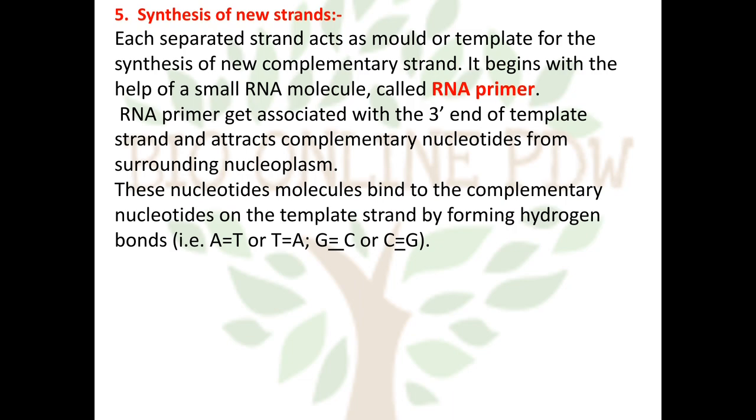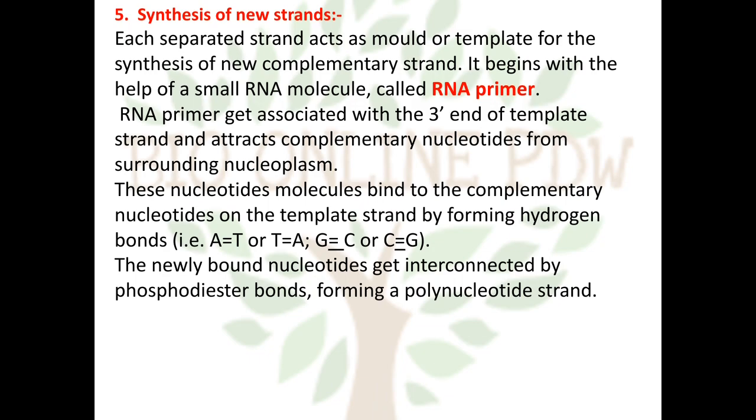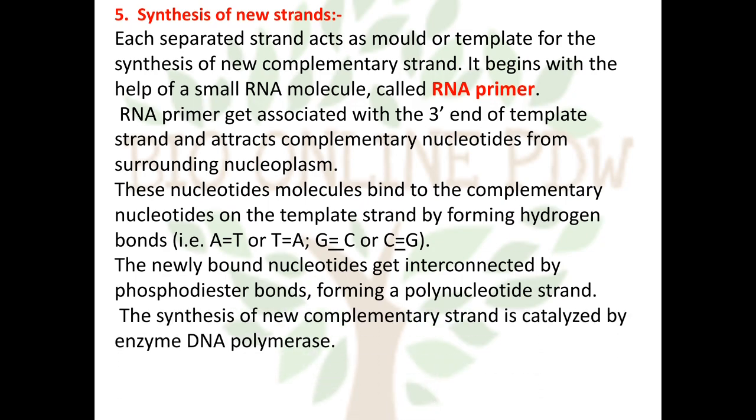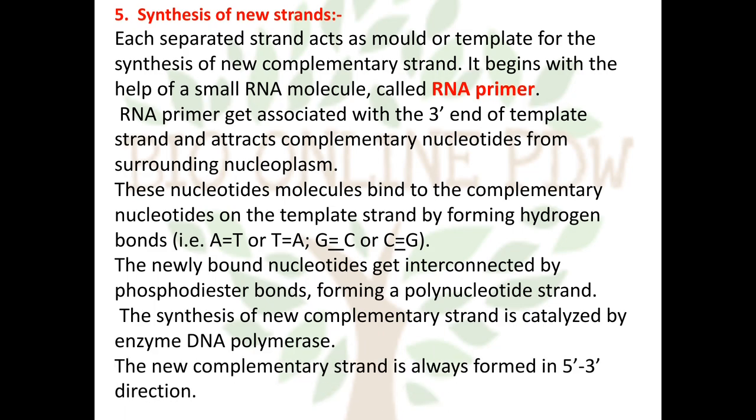Guanine attracts the cytosine nucleotides or the cytosine attracts the guanine nucleotides. Double bond formation takes place between A and T or T and A, and 3 hydrogen bond formation takes place between G and C or C and G. The newly bound nucleotides get interconnected by phosphodiester bond, forming a polynucleotide strand. The synthesis of the new complementary strand is catalyzed by enzyme DNA polymerase. The new complementary strand is always formed in 5' to 3' direction.